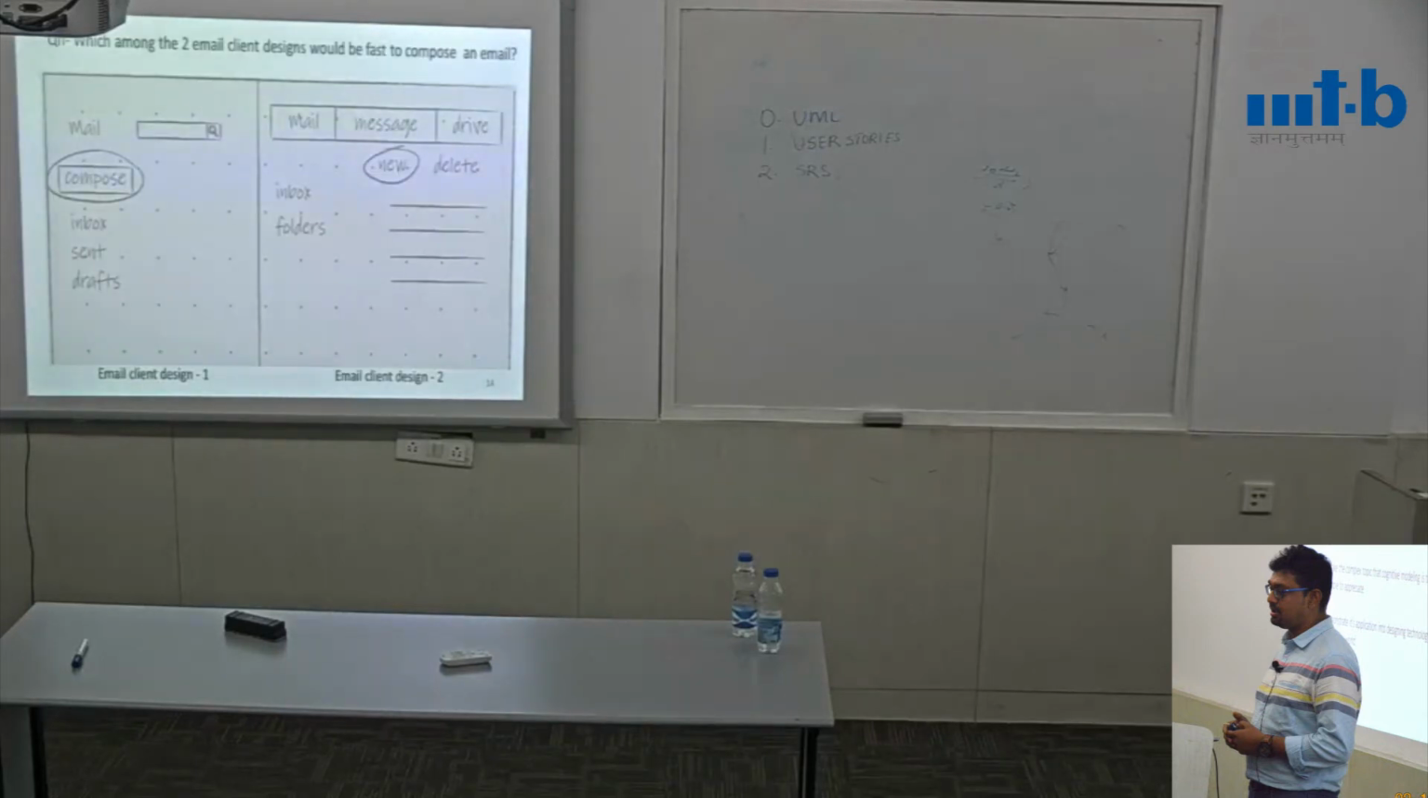So this is a question for you guys. What you see here is two interfaces, the design of two interfaces. These are mail clients, email clients. On the left you have design 1, on the right you have design number 2. So the question is, just from your heuristics, which design is better to compose an email, to reach the button, either compose or new? Which one would be faster?